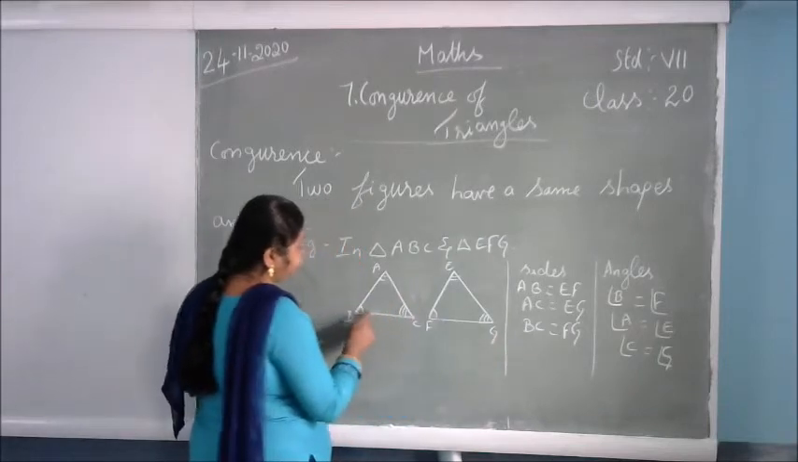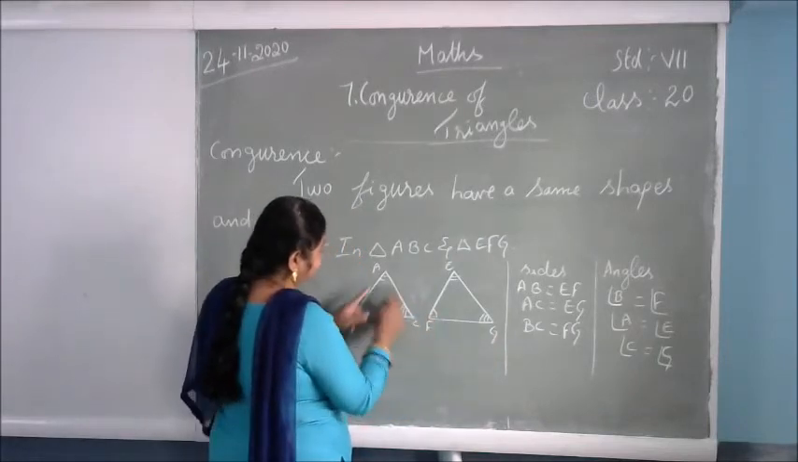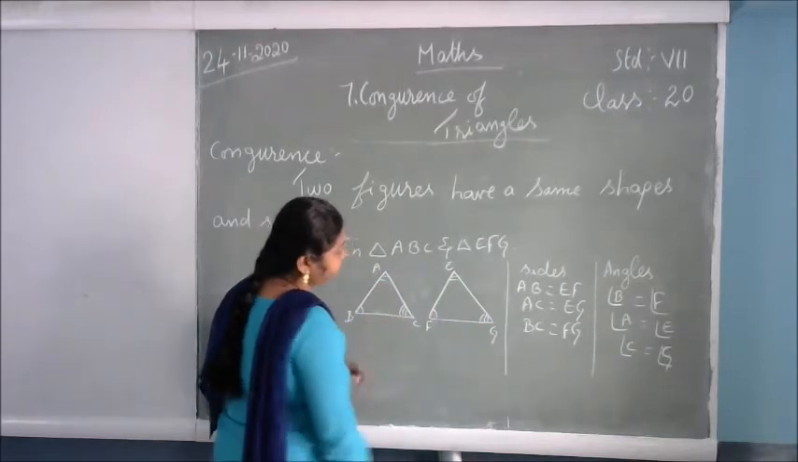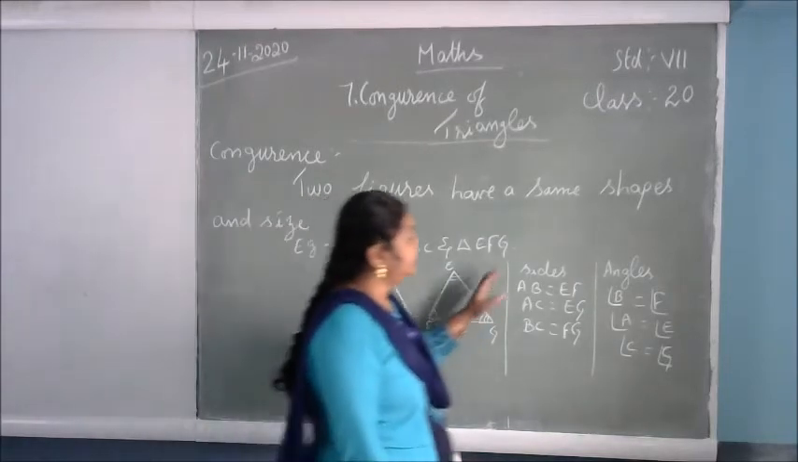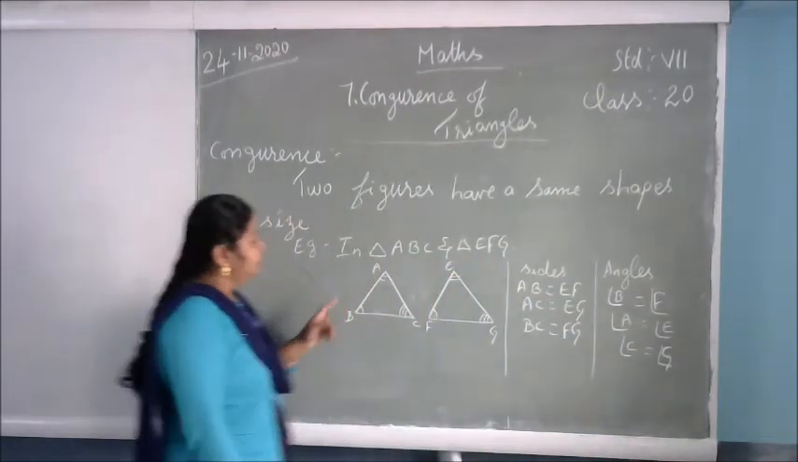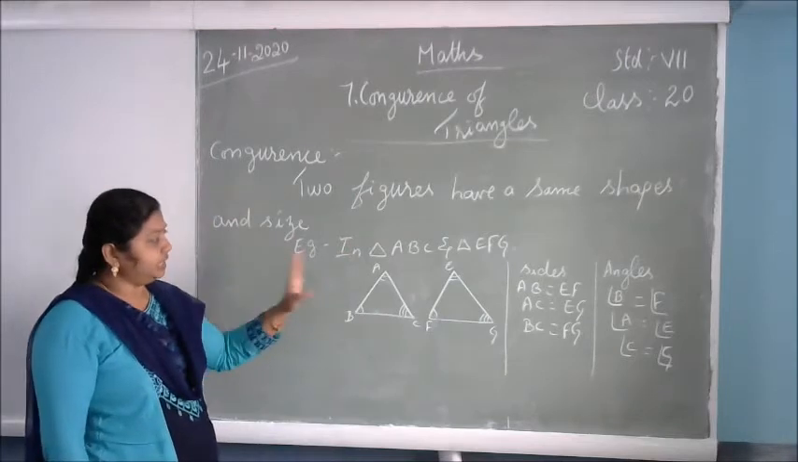And if you see the angles, this angle is equal to this angle, this angle is equal to this angle, and this angle is equal to this angle. Okay, totally 6 pairs you can write. Okay, they are equal now. Above the line segments, above the angles.